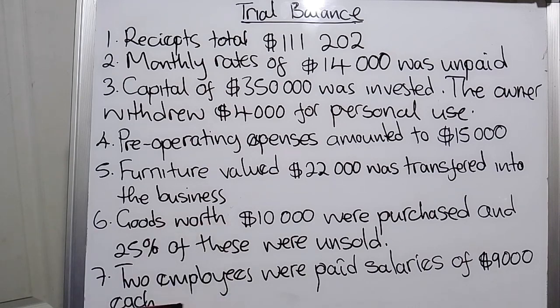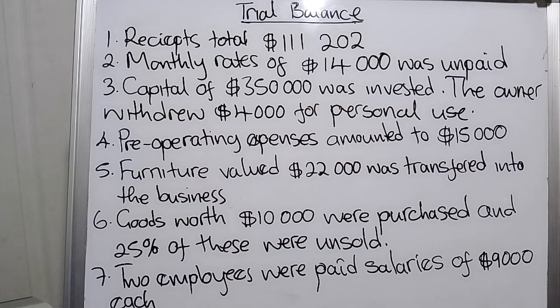Then we move to the last statement. Two employees were paid salaries of 9,000 each. This means 2 by 9,000 gives us 18,000. So we are going to debit salaries with 18,000, then credit the bank with 18,000.